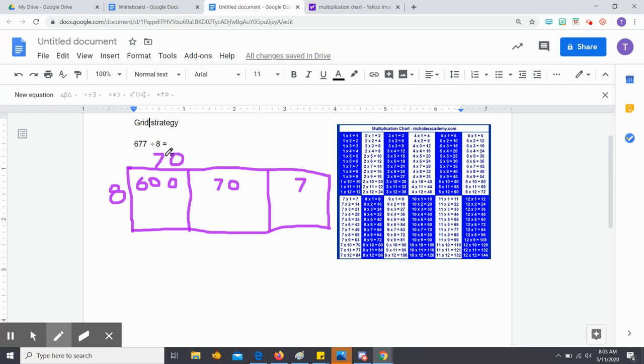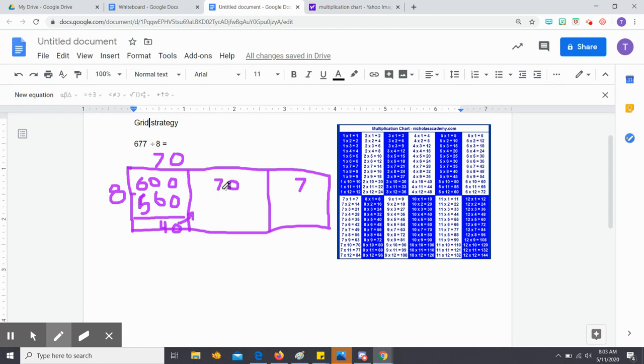So now I do this. 7 times 8 is 56. I almost thought it was 64, Miss Tara. That's not right. And 0 times 8 is 0. So we can put that there. So 600 subtract 560, finding the difference, gets me the answer of 40. Awesome. I'm going to carry this 40 over here.